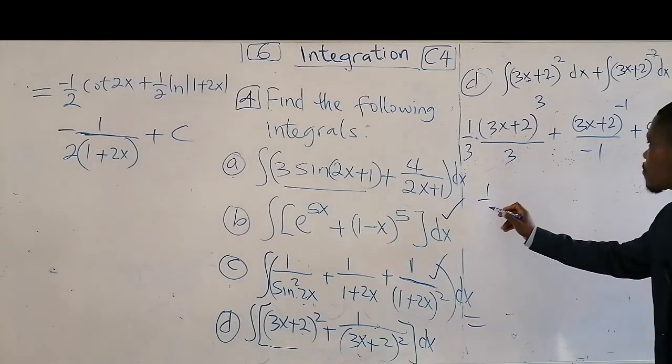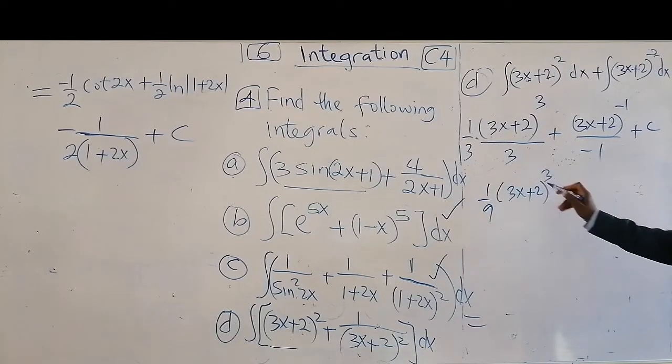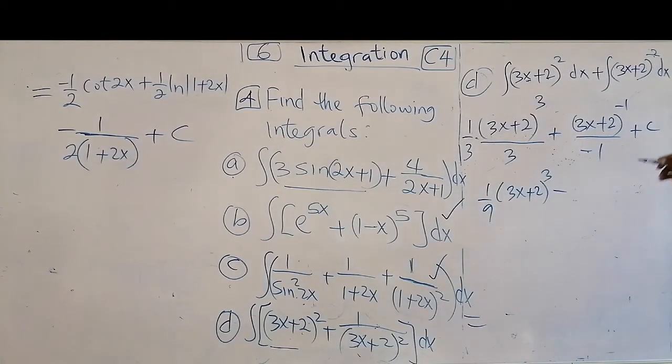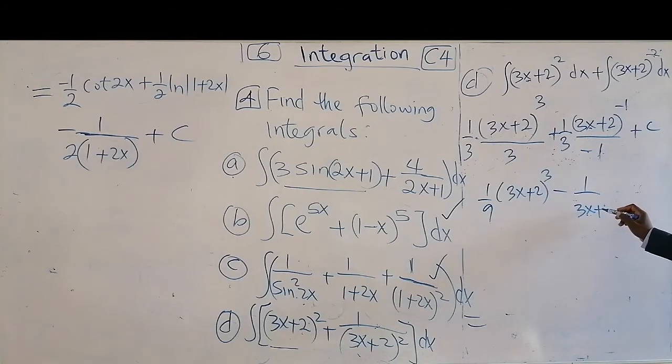So this will be 1 over 9, (3x + 2) to the power 3, plus minus, that's minus. Then remove this minus power, and that will be 1 over (3x + 2), divided by minus 1. And don't forget, there's an attachment to that function, that's 1 over 3. So here will be 3(3x + 2), open brackets and close the brackets, plus c. So that's the answer for that question.